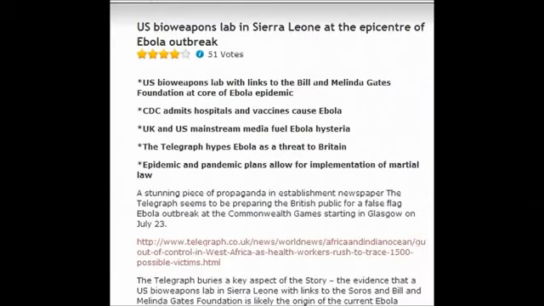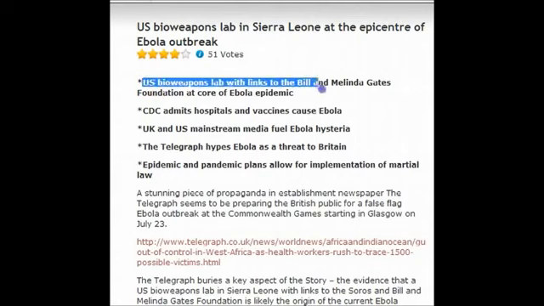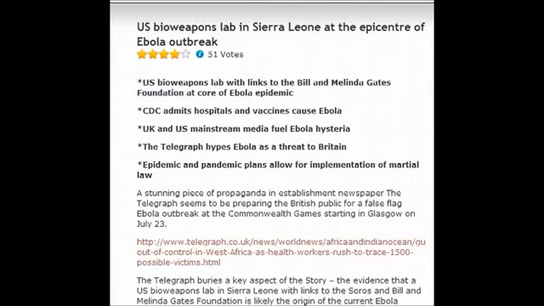And then there is this, U.S. Bioweapons Lab in Sierra Leone at the epicenter of the Ebola outbreak. Yes, yes, yes. Do you see this? Right where Ebola is breaking out is a United States bioweapon lab, CDC lab. And guess who owns this bad boy? And I mean, this isn't a coincidence, folks. There's a reason this stuff is happening. But U.S. bioweapon lab that's in Sierra Leone, with links to, you guessed it, Bill and Melinda Gates Foundation at the core of the Ebola epidemic.